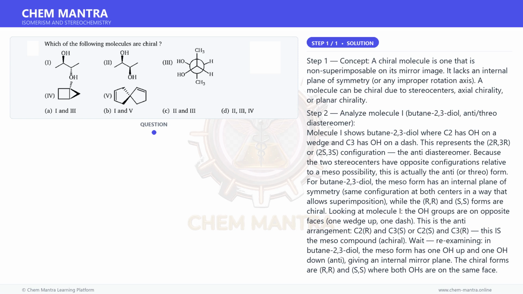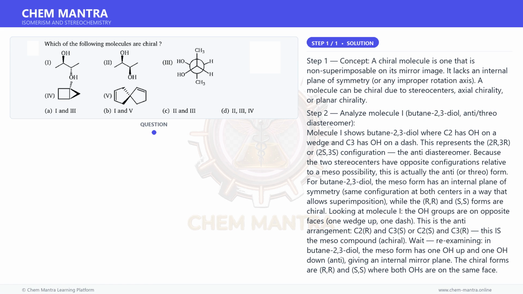Step 1, concept. A chiral molecule is one that is non-superimposable on its mirror image. It lacks an internal plane of symmetry or any improper rotation axis. A molecule can be chiral due to stereocenters, axial chirality, or planar chirality.